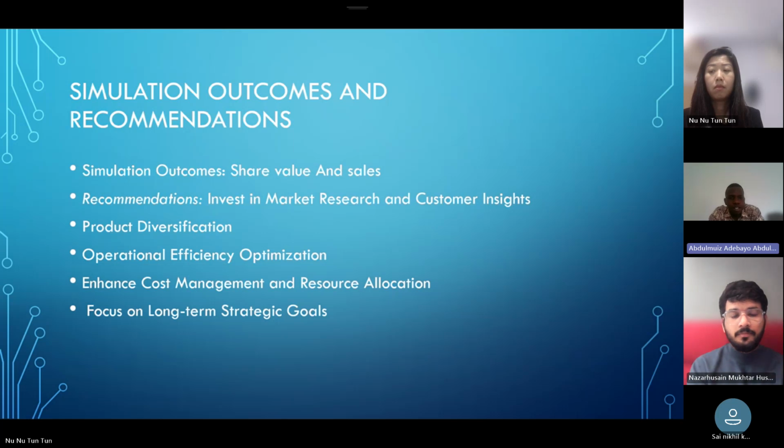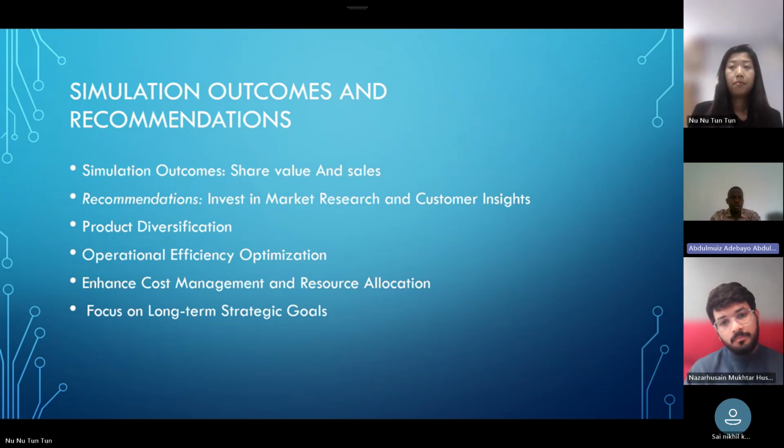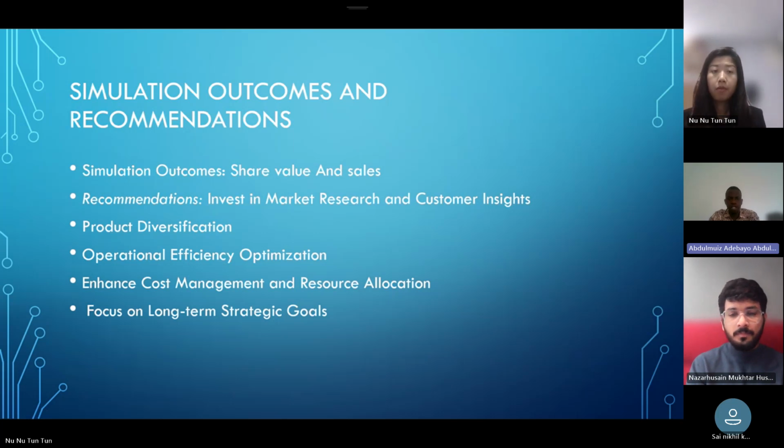Talking about the simulation outcomes, in the simulation results, our share value started two years ago at 145.78. We observed a downward trend with the share value reaching a low of 107.67 by year two. However, by year seven, the share value had recovered to 160. This pattern indicates significant volatility in market perception and financial health.